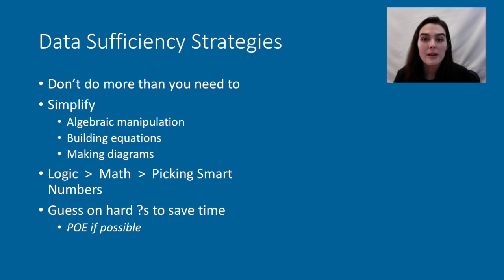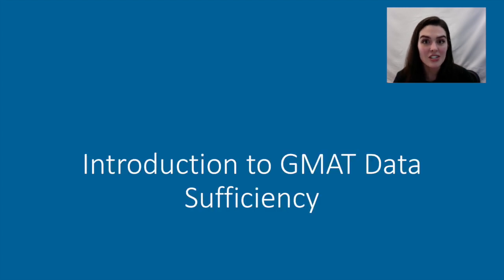So those are the 4 big data sufficiency strategies, and that is the introduction to GMAT data sufficiency. So this covers the basic topics, an overview of the quant section, the structure of data sufficiency questions, what is the concept of sufficiency, what is the point of these questions, how do you approach them, and 4 key strategies.